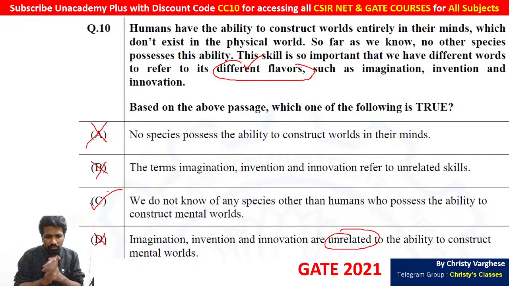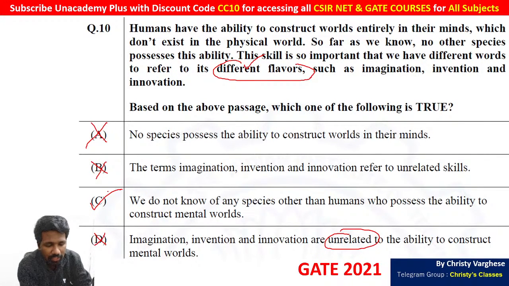The comprehension problem this time, asked in all the question papers of 2021, was comparatively simple. Some passages were difficult, but the options were so simple. Here also the options are comparatively simple. It's a 2-mark question, so for a 2-mark question, it's a simple question only. I hope it is clear.